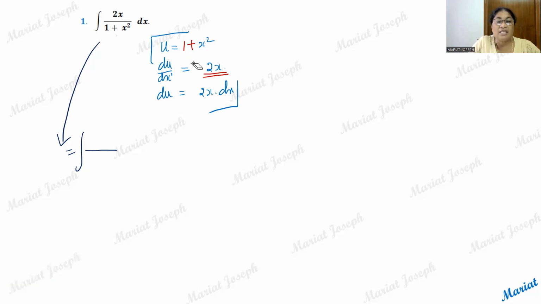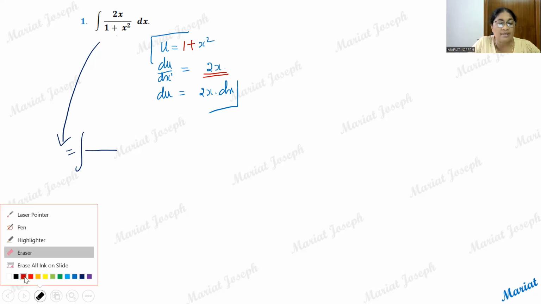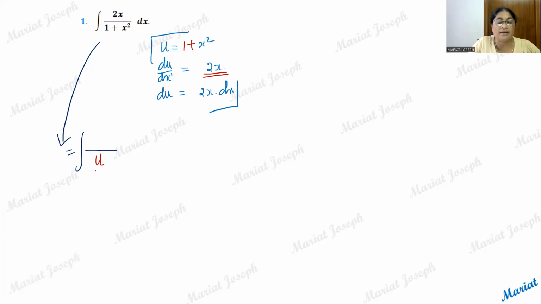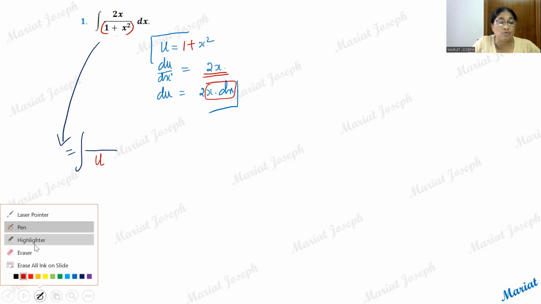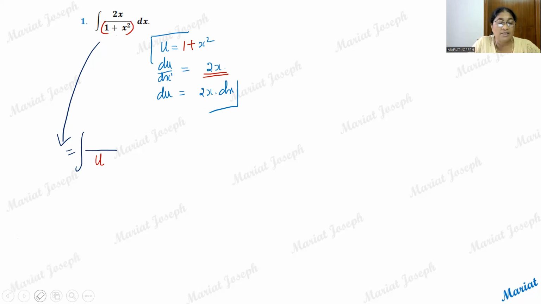Because of that, if you take that whole of 1 plus x square as u, that would have been much better. The whole denominator is u. The whole of 1 plus x square, take as the substitution. Then the complete 2x dx is there. So what is 2x dx? 2x dx is du. So 1 upon u into du.